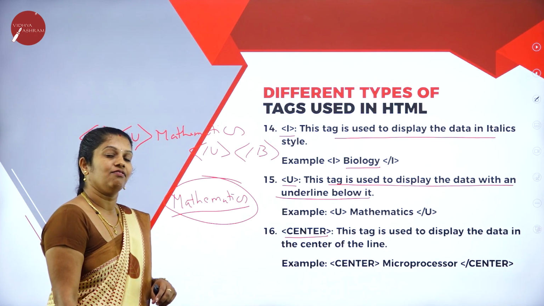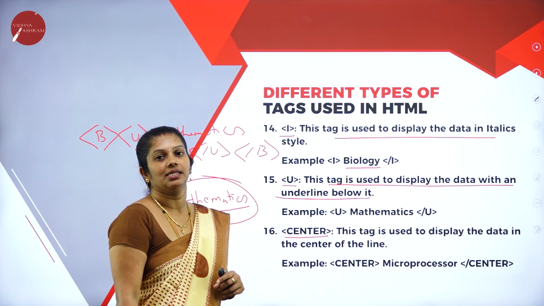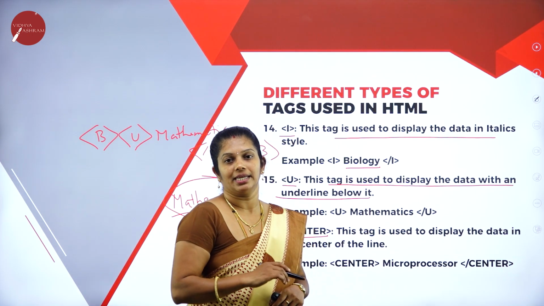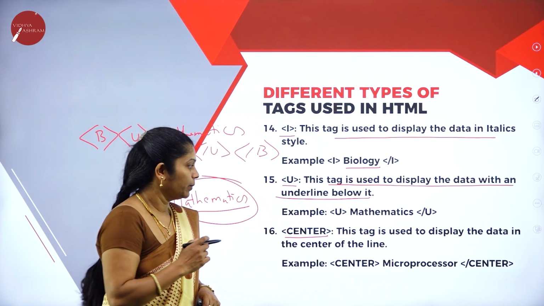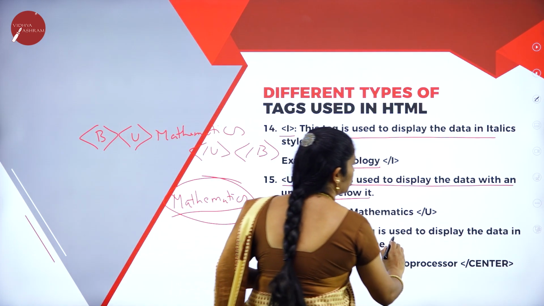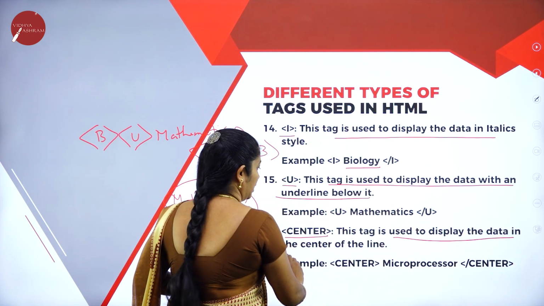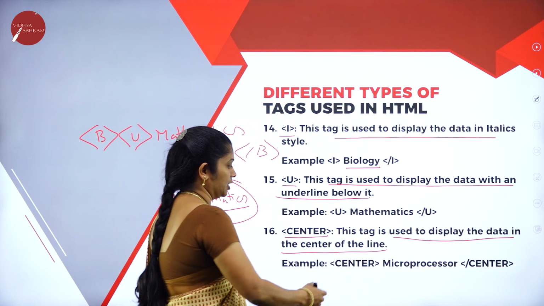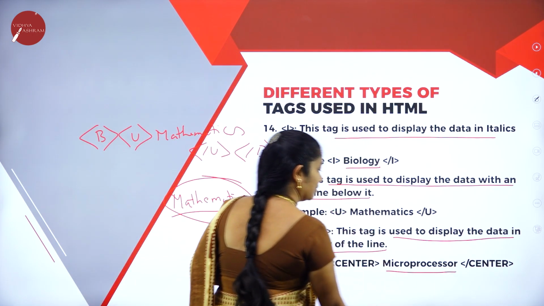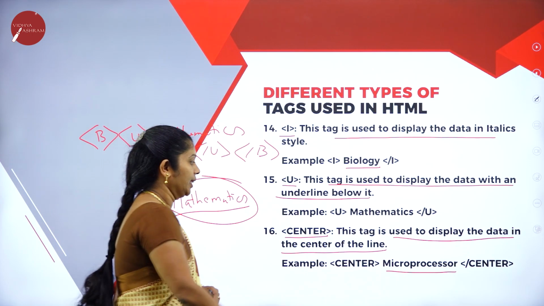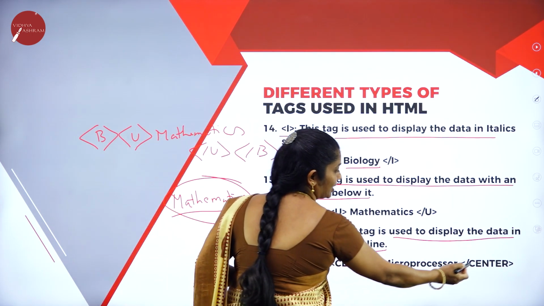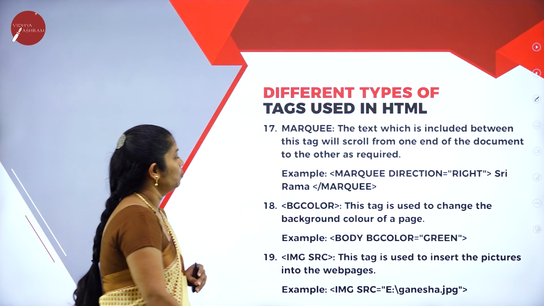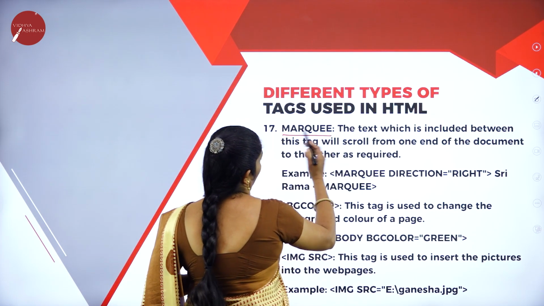And the next one, center tag. By using paragraph alignment tag also, we can make the text center, as well as with the help of center tag also, we can display the text in the center of your document. Whereas this tag is used to display the data in the center of the line. For example, I want to display microprocessor on the center of your document, then center tag, write in the text, then close that with the center tag. Now it's clear.